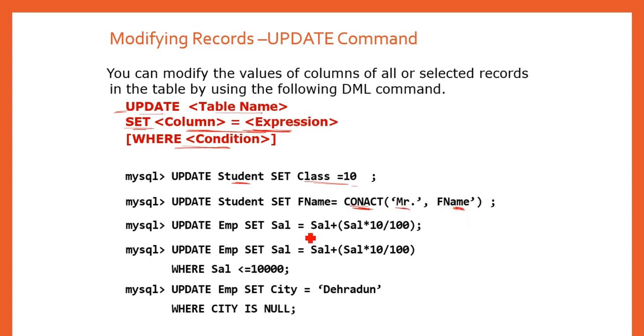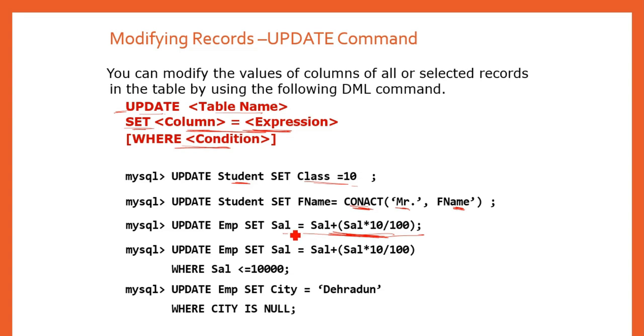Now similarly, I have to just update the salary. Okay, 10% salary बढ़ानी है. So what we can do? Update employee, that is employee table, then set salary is equals to salary plus sal into 10%. Okay, so this will modify the salary and update the salary by increasing 10% of the salary.